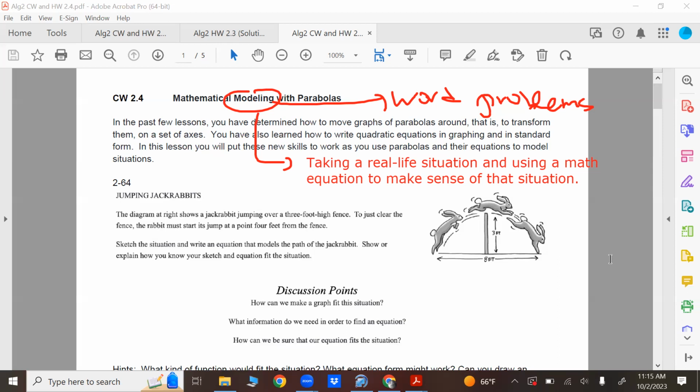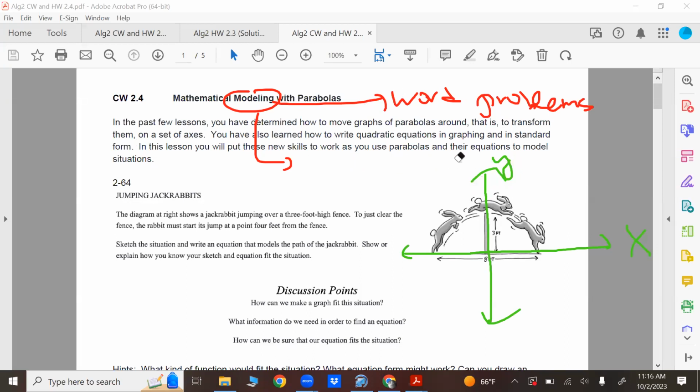Thank you. So yeah, there's some information to tell us here. How high does the jackrabbit jump? So it gets to a maximum height of 3 feet, right? And they say it starts 4 feet from the fence. So here's what I'm going to do. I'm going to draw a coordinate plane like this. I'm going to let this be x and let this be y. And let me erase the other stuff so it's not distracting. Okay, there we go.